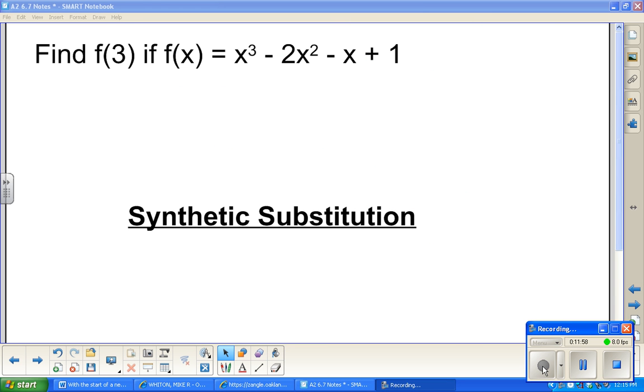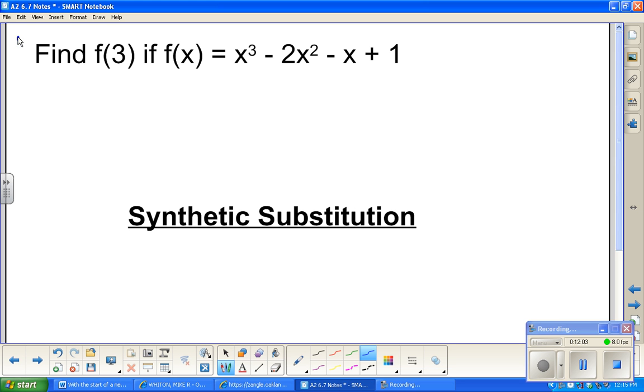Then the last thing in this section is called synthetic substitution, but I'm going to have you start by doing this without knowing the new method. This is something we should know how to do from a long time ago. How could we find f of 3? This is just saying substitute 3 in for x. F of 3 means plug 3 in for x and then simplify. It's perfectly fine to do it this way, so let's plug in 3 for x.